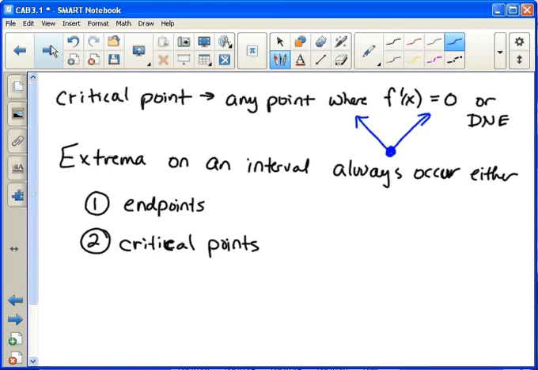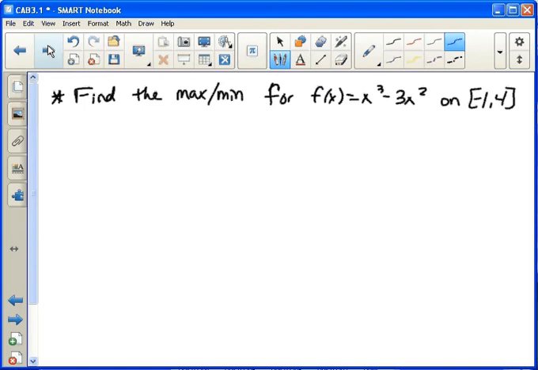For our first example, we're told to find the max and min for x cubed minus 3x squared on the interval -1 to 4. I already know my endpoints. They're -1 and 4, but I need to find my critical points. To do that, I need to take the derivative and set it equal to 0.